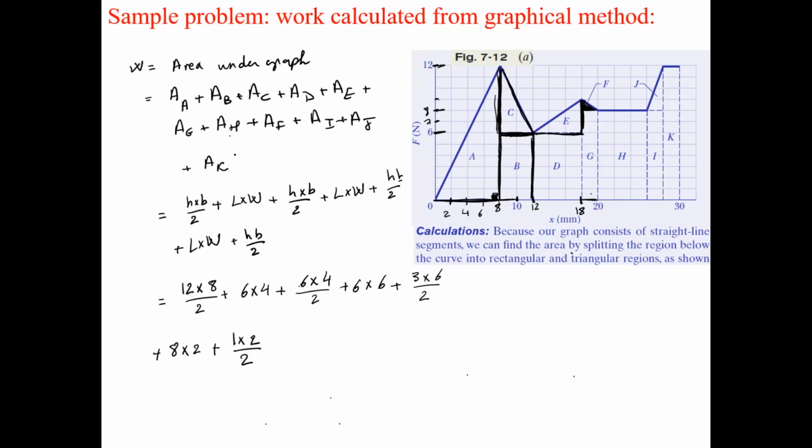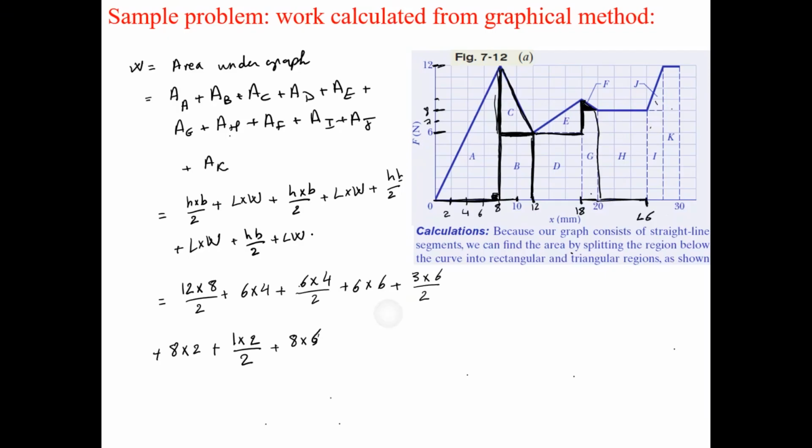And I have next the area of section H, which is a rectangle. Its length is this, which is 8. Its width is this, which is 22, 24, 26. This is 26. So this is 6. So we're studying section H, which is length times width only. I will not divide by 2. And I still have sections I, J, and K.